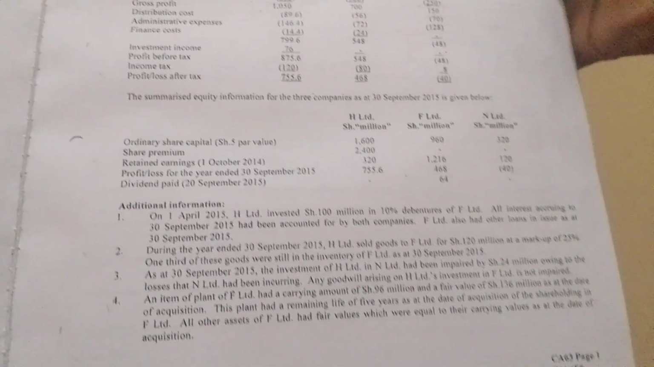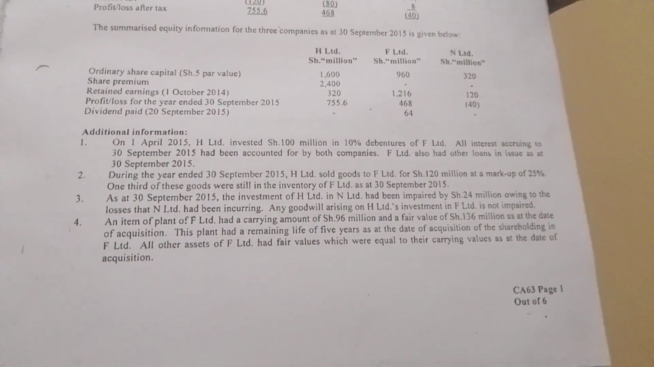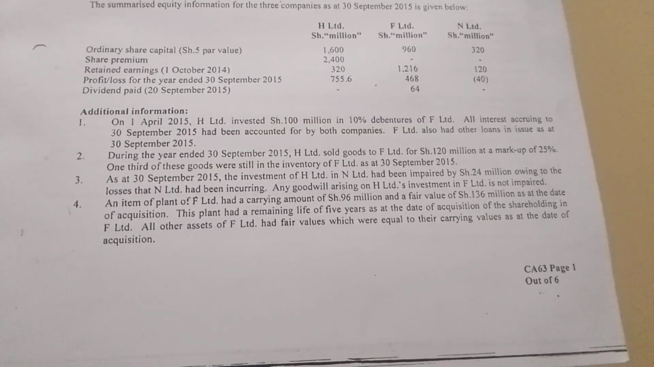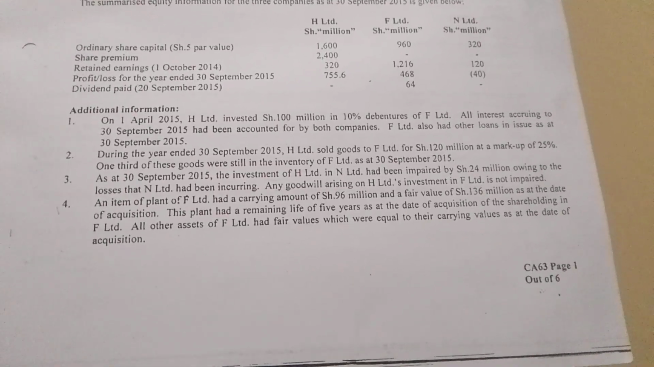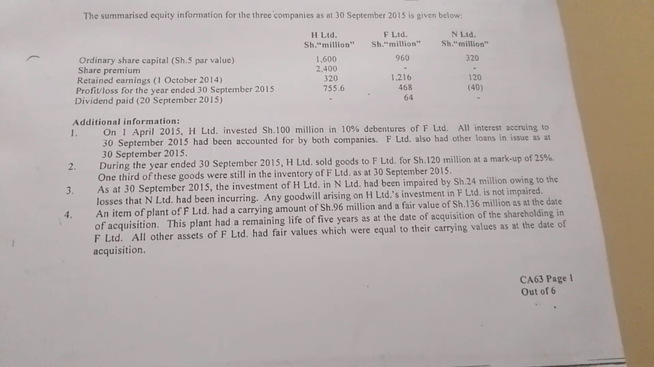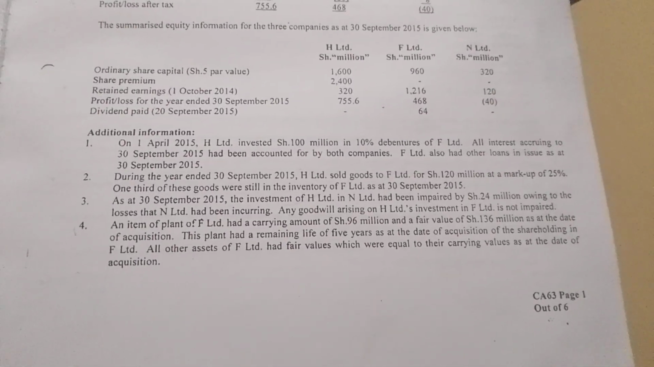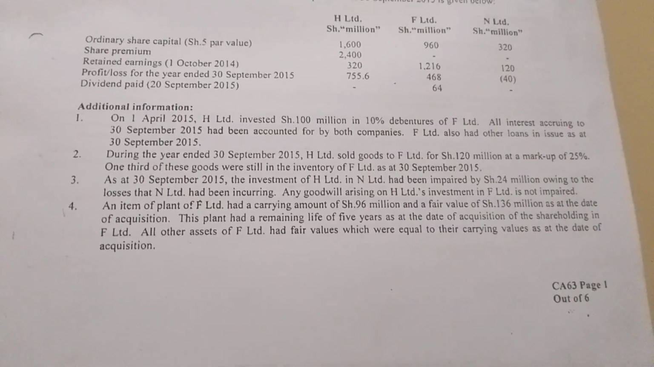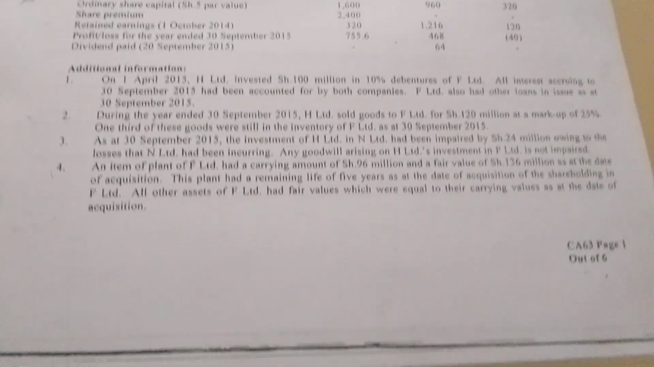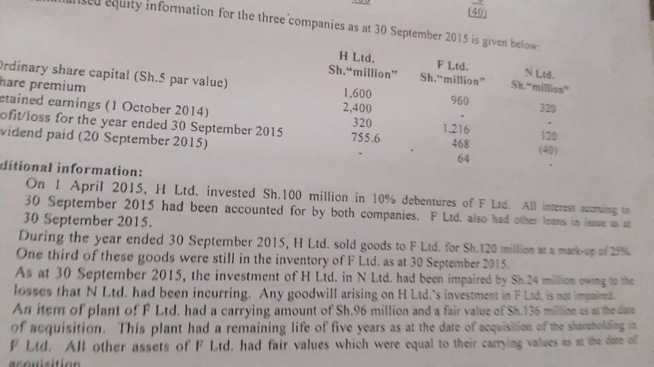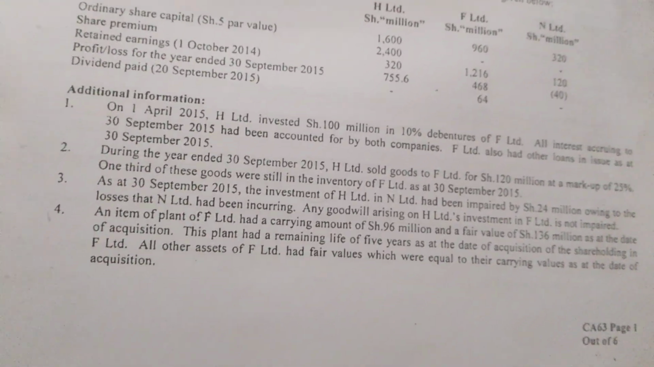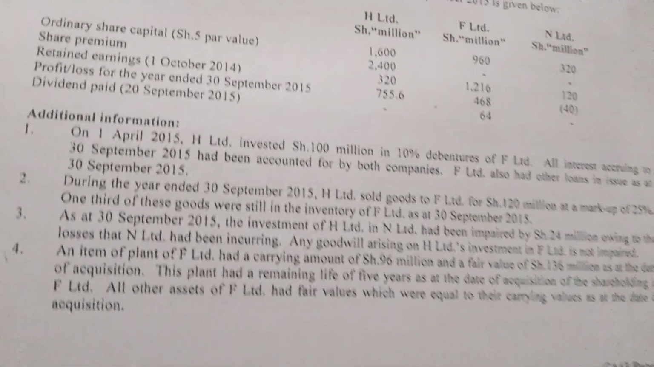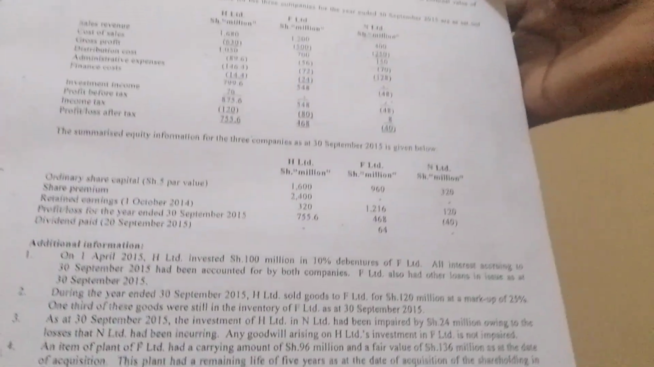Number 3, you check that in September 2015, the investment of H Limited in N Limited had been impaired by shillings 24 million, owing to the losses that N Limited had been incurring. Any goodwill arising on H Limited's investment in F Limited is not impaired. So that's simply impairment in the investment in associate. There's nothing much there. We have been given the impairment there, so you don't need to calculate anything for number 3.